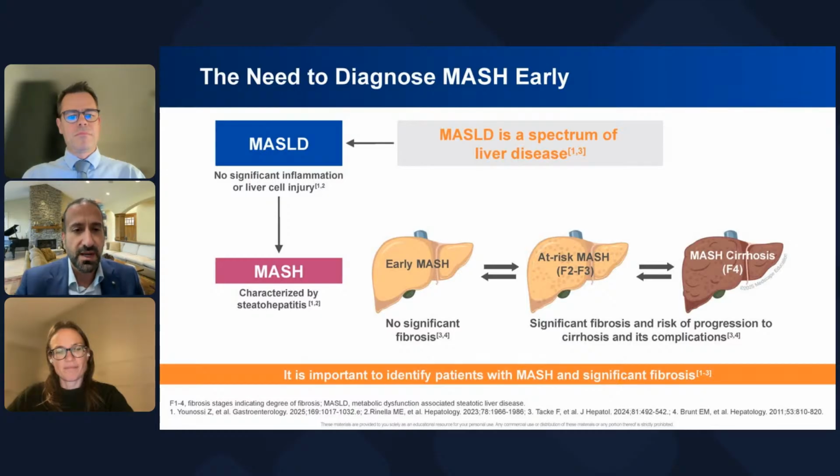And then patients with MASH cirrhosis, and these patients need HCC surveillance, and we need to see if they have clinically significant portal hypertension. So we have a specific algorithm for the management of MASH cirrhosis. So this is how I think about patients within the spectrum of MASLD.